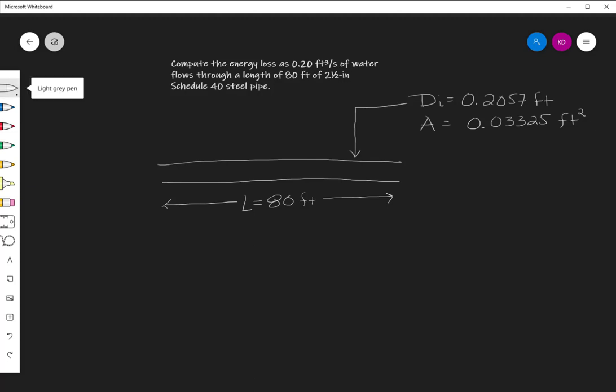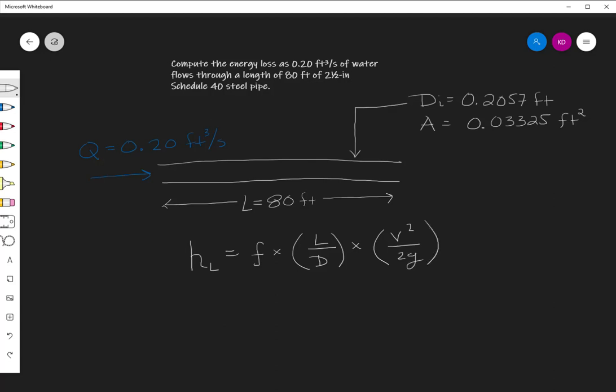And the water is flowing through this pipe, so I'm going to draw it as entering from the left, and it has a volume flow rate Q of 0.20 feet cubed per second. And we want to make use of Darcy's equation to solve for the energy loss due to friction as the fluid flows through this pipe. So let me first remind you what Darcy's equation is. It's the energy loss, h_L, equals a friction factor f times the length of pipe over the inside diameter of the pipe times the velocity head, V squared over 2g.